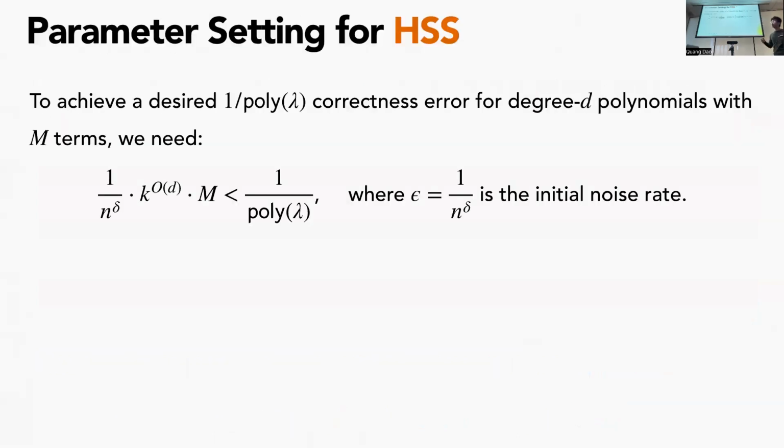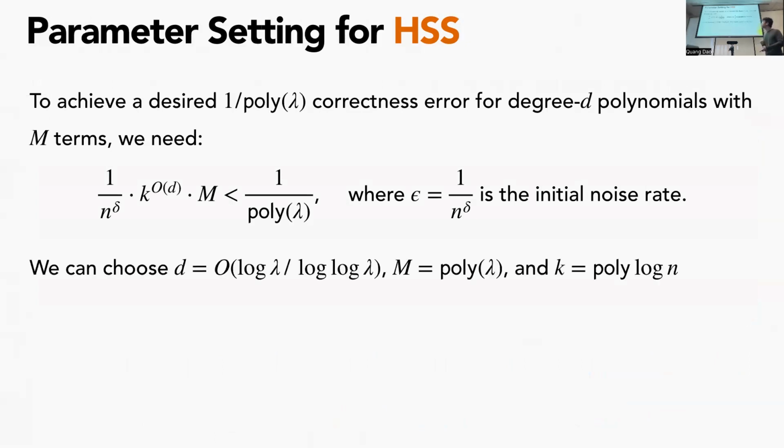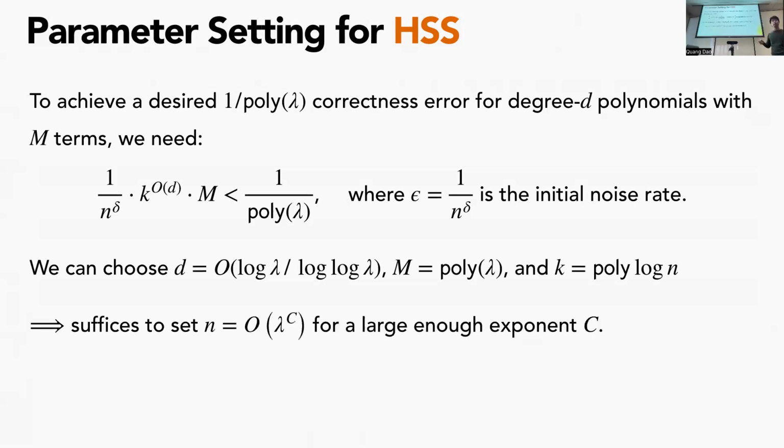Because we can limit the noise growth in this way, we can now calculate the maximum degree at which we can evaluate our scheme. We basically just need to set up this equation. We start out with the initial noise rate, n to the minus delta, times the growth factor, which is k to the O of d, and times the number of monomials. You want all of that to be less than some inverse polynomial in the security parameter. This leads to the degree being log over log, with the number of monomials being an arbitrary polynomial, and the sparsity k itself being polylog n. And this all works out.